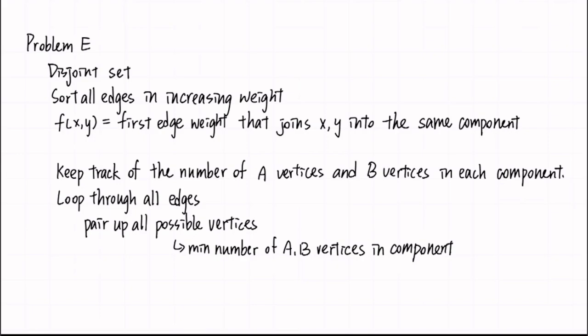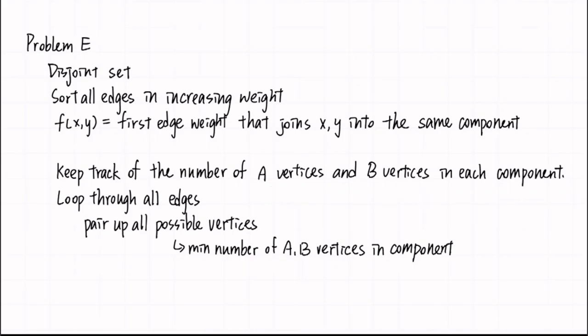However, after we know how to compute f(x, y), this time the problem is asking us to permute b so that the summation of f(ai, bi) is minimized. So we can just still use the same concept but greedily add all the vertices into our answer. So we need to keep track of the number of A vertices and B vertices that are in each component. So we can do that in a countA and a countB.